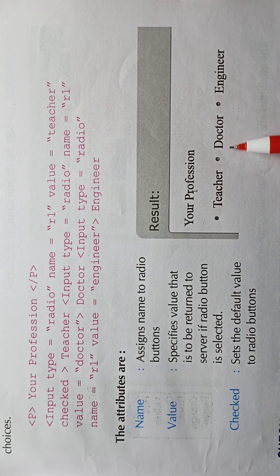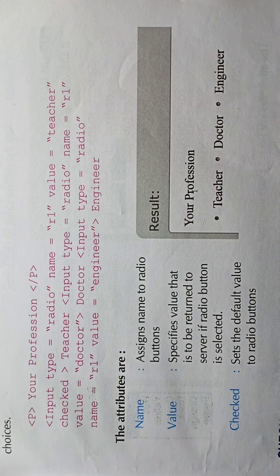And if you wish, you can make the choice of the doctor, you can make the choice of the engineer also. But if you choose the doctor, you won't be able to choose the other choices. If you choose engineer, you will not be able to choose teacher and doctor, because what we have created is a radio button, and a radio button will allow you to choose only one out of the given options. This is to be remembered. A radio button gives you only one choice. You can make only one choice.